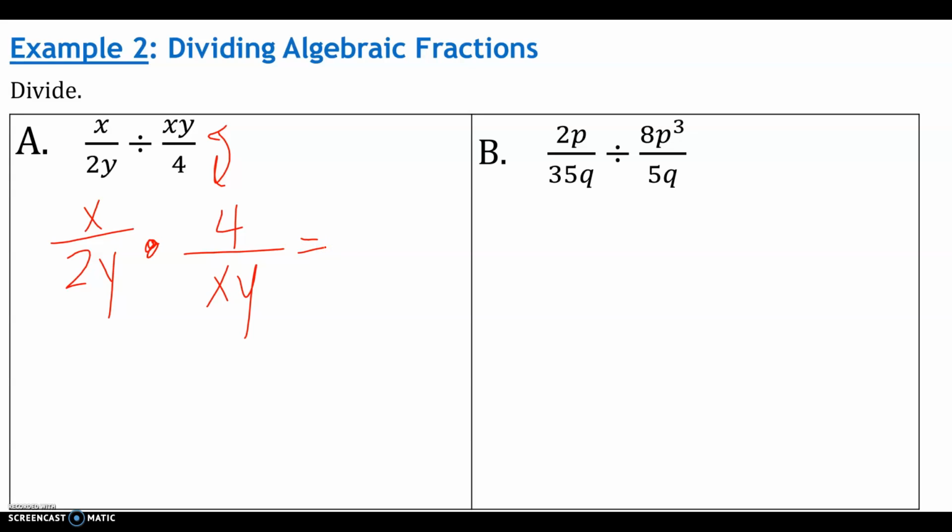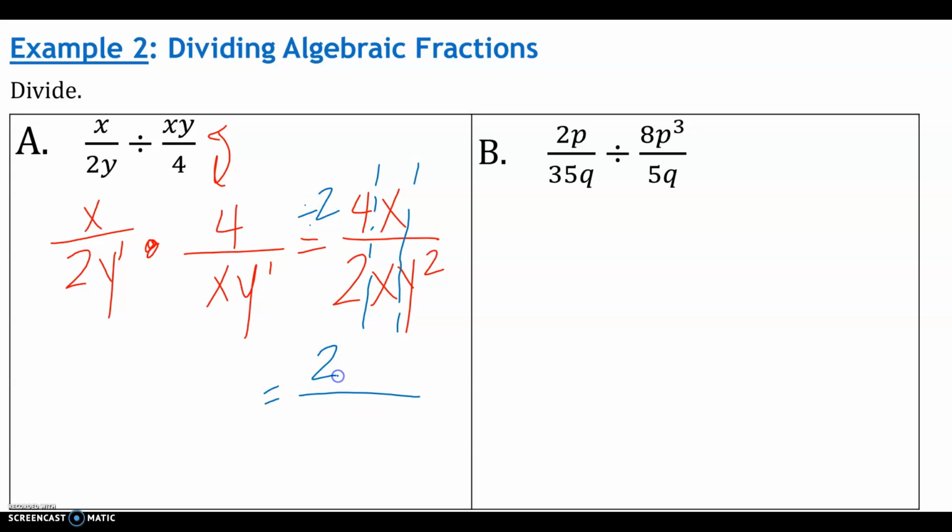We can group this all together by doing it the long way. So we have 4x over, now you have 2x, but then you have y times y, which makes y squared. So now I'm going to draw my dotted line. And if I reduce 4 over 2, you would divide by 2, and I would get 2 over 1. X over x would go away, and the y squared would stay on the bottom. And there's your answer.